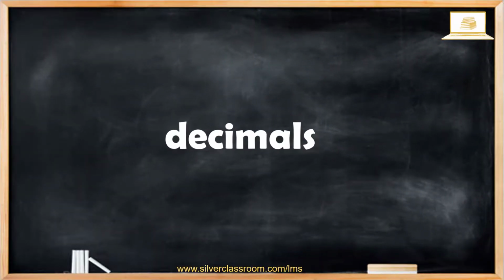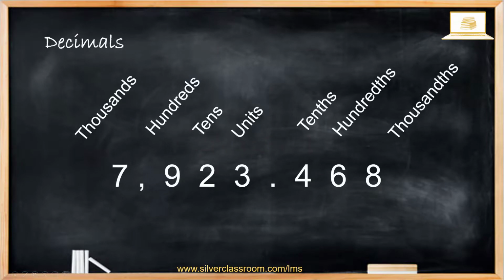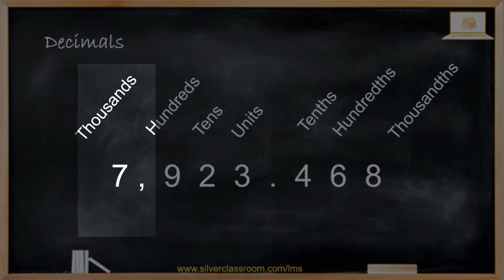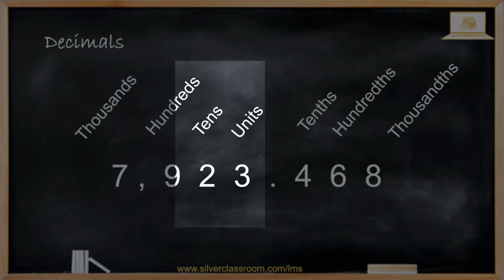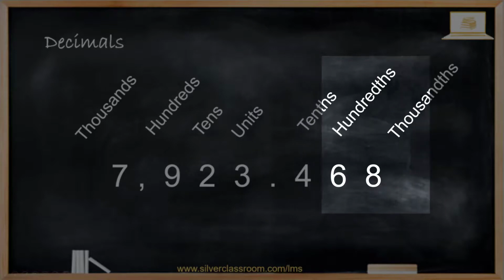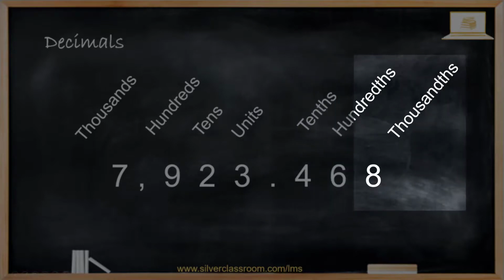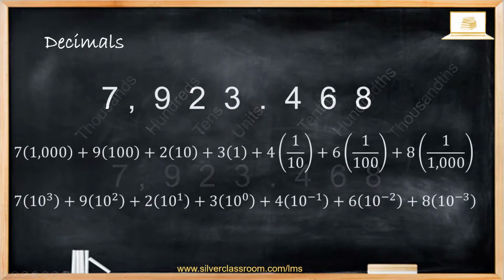Decimals. The decimal number system is based on representing numbers using powers of 10. For example, here we can see 7 thousandths, 9 hundredths, 2 tenths, 3 units, and then 4 tenths, 6 hundredths, and 8 thousandths. This number can be represented like this.